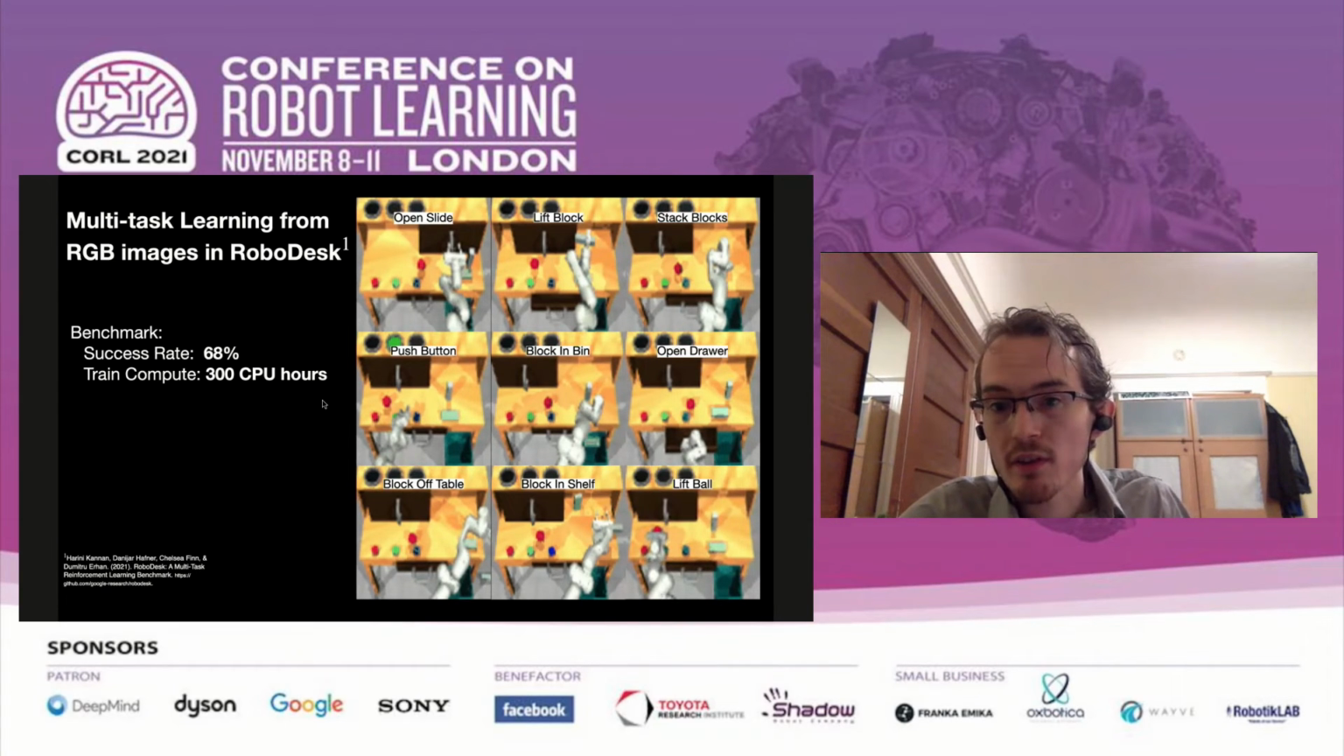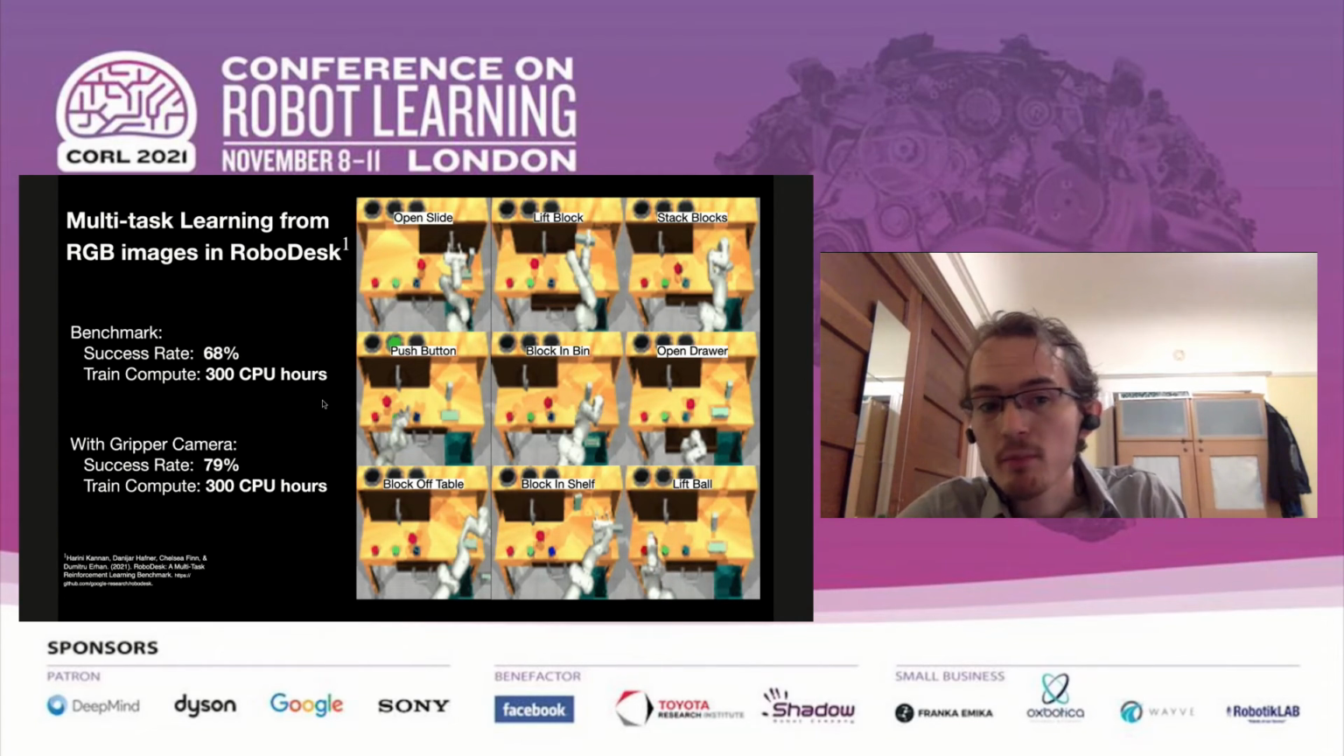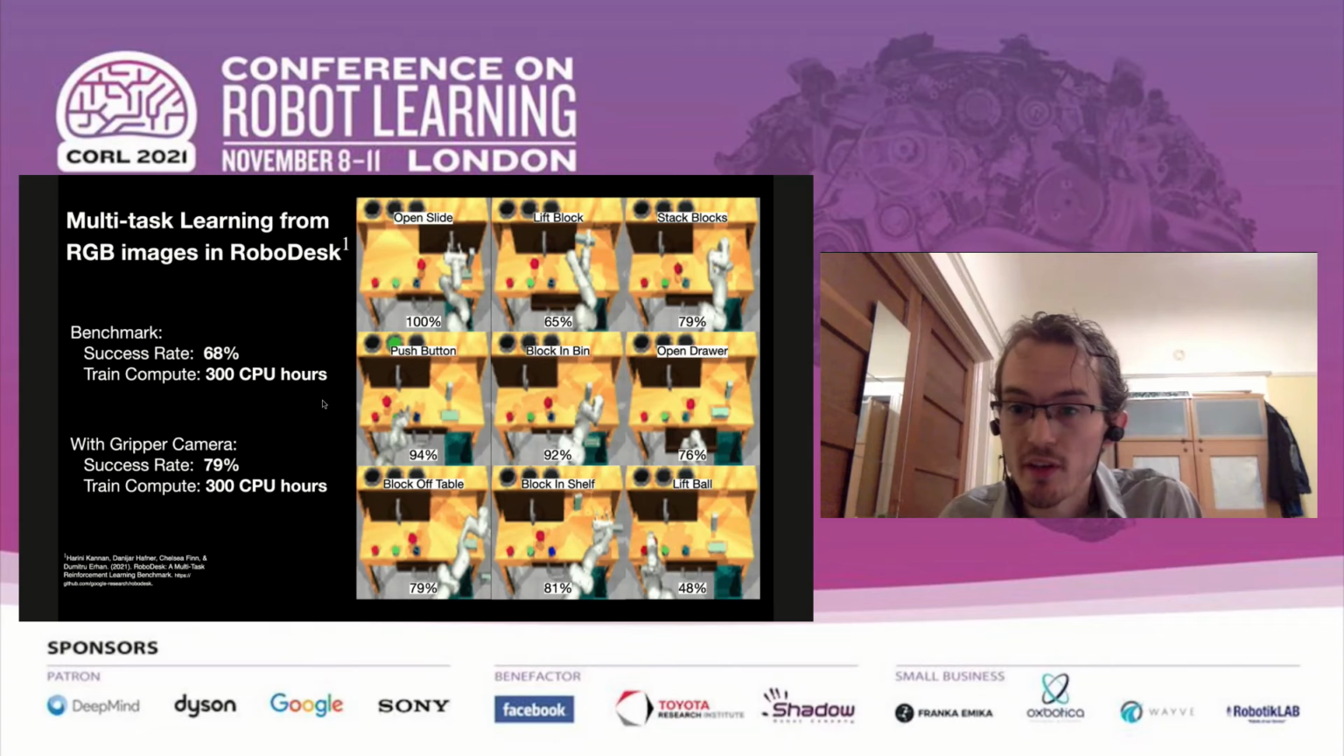Now, one of the issues here is that the robot easily occludes the objects, so we added a camera onto the end effector. With this in place, we were able to reach a success rate of 79% with the same compute, and we can break that success down across the individual tasks here. Now, I want to highlight again, this is a single policy. We're not training an individual policy for each task.